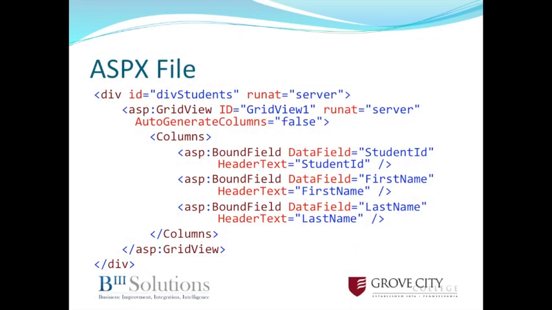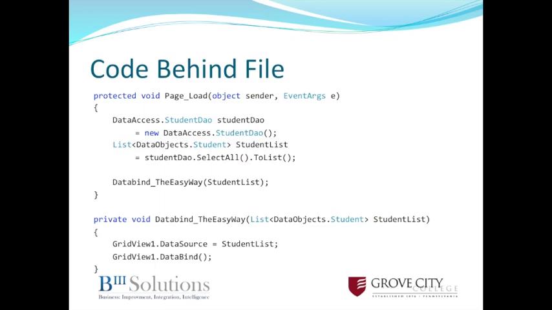Obviously now our markup is no longer just a div. We've got an ASP grid view control in there. And you can see some of the attributes we've set. Basically, the little columns tag, we're defining the different fields we want to display. Data field is telling it which actual property to show, and then header text is what we want the column to say. And now in our code behind file, instead of having that giant ugly for each loop, in our data bind the easy way, we're simply saying gridview.dataSource equals list, gridview.databind.